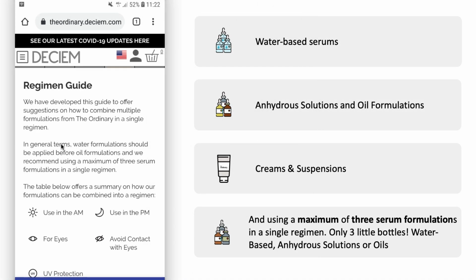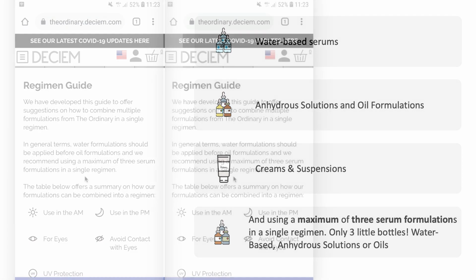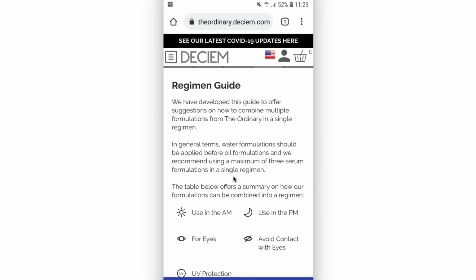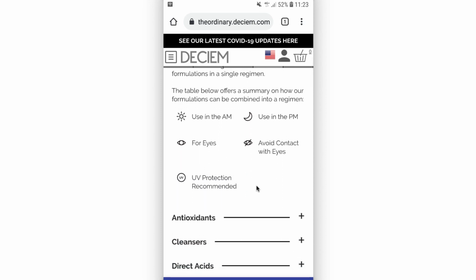In general terms, they recommend that you start off with any water formulations, and that those should be applied before any oil formulations. They also recommend using a maximum of 3 serum formulations in a single regimen, which basically means use no more than 3 of those little bottles from the Ordinary in one routine. So once you know the main information, like the general rule of thumb, starting off with any water-based serums, then moving on to any anhydrous solutions, oil formulations, and then creams and suspensions, this can help you to set up your skincare routine.